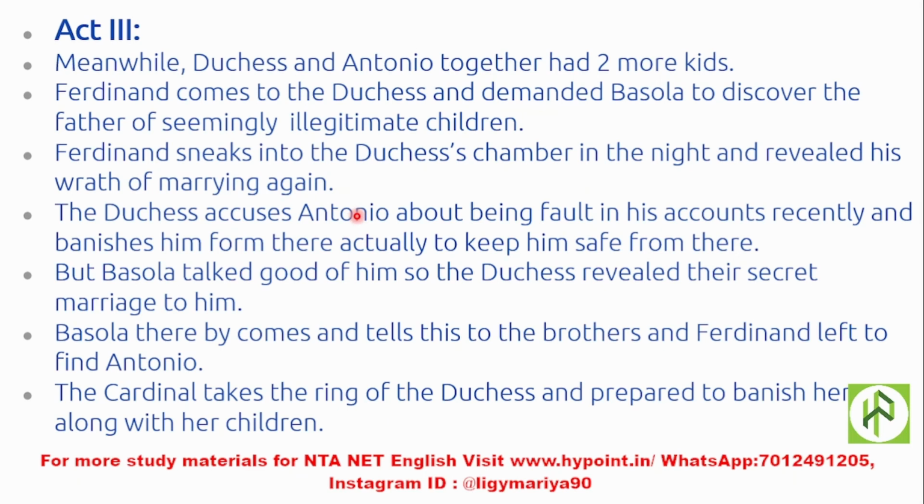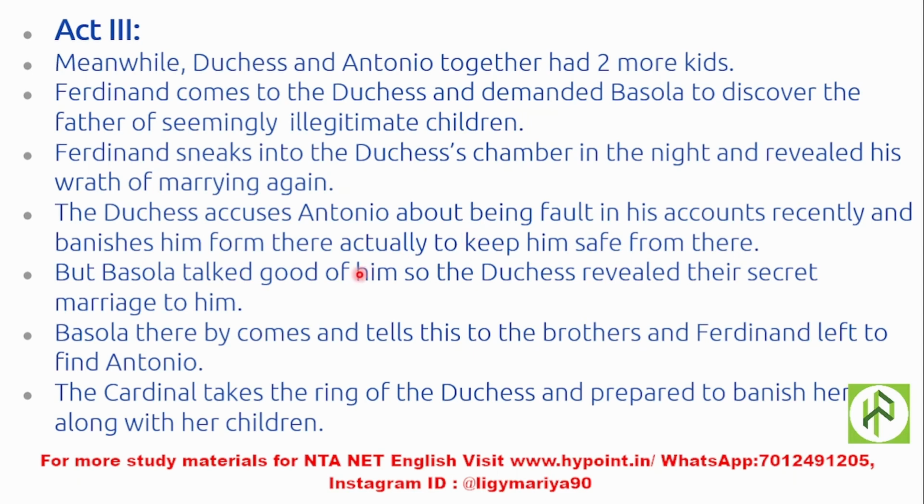The Duchess accuses Antonio of fault in his accounts and banishes him, actually to keep him safe. She knows that her brothers already know about her marrying secretly and having children, and that they can reach Antonio and harm him if they find him. So outwardly she finds fault with Antonio's accounts, because for the outer world Antonio is just the Duchess's steward. In the disguise of banishment, she wants to keep him safe from her court and her brothers.